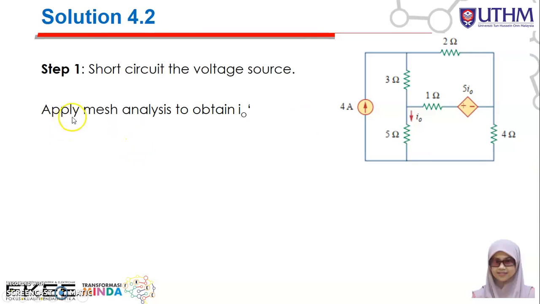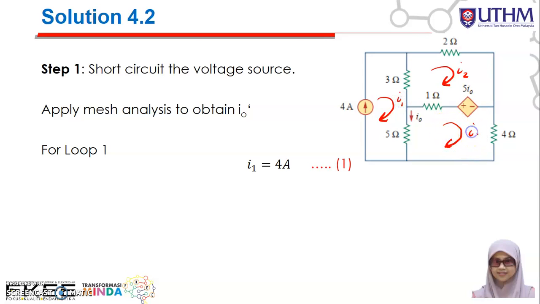And then you can apply the mesh analysis to obtain the I naught prime. Basically you need to find the I naught. Because you have 2 independent sources, I naught will be equal to I naught prime plus I naught double prime. Here you are going to find the I naught prime first. This loop we consider as loop number 1. Here is loop number 2, we consider here I2. Here is I1. Here you have loop number 3, so you have I3.